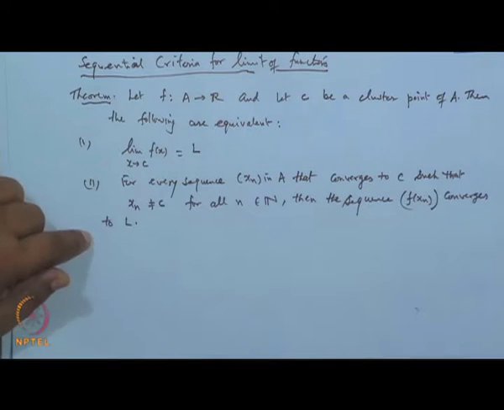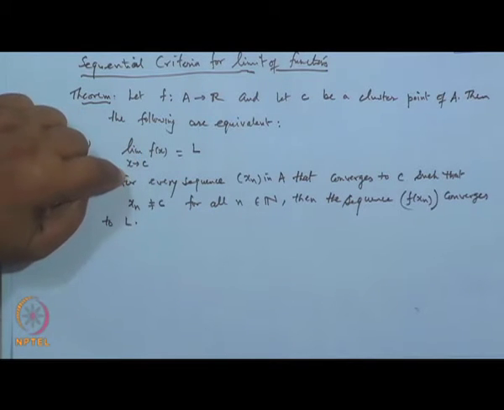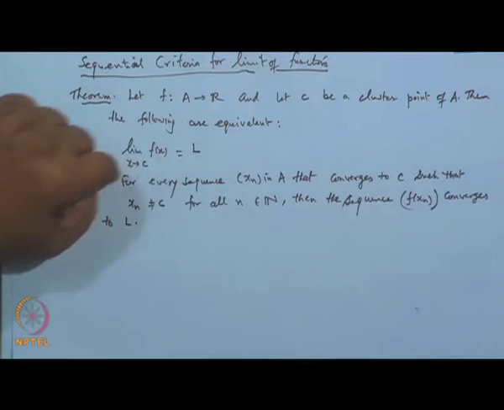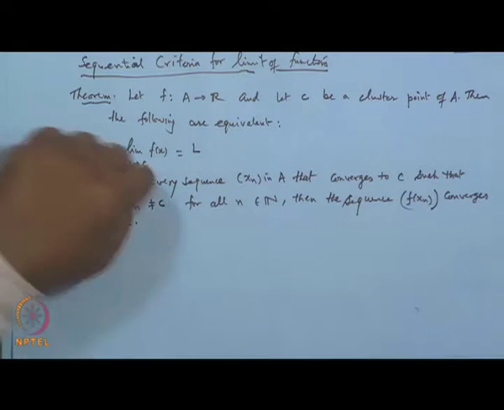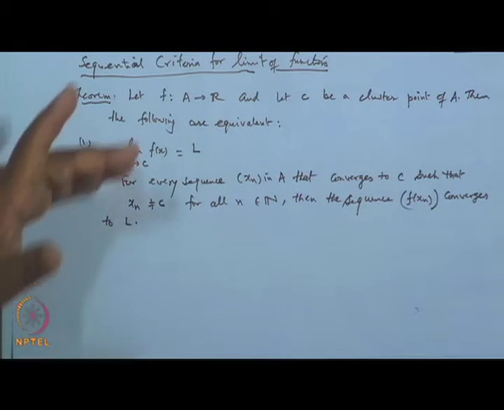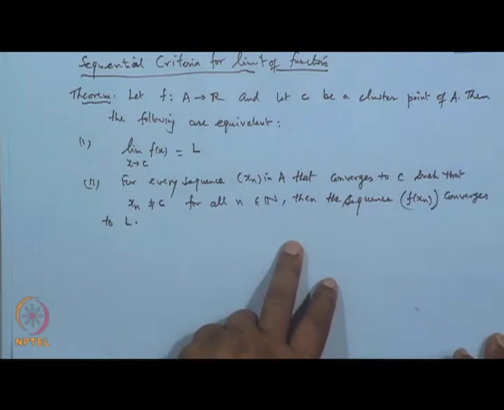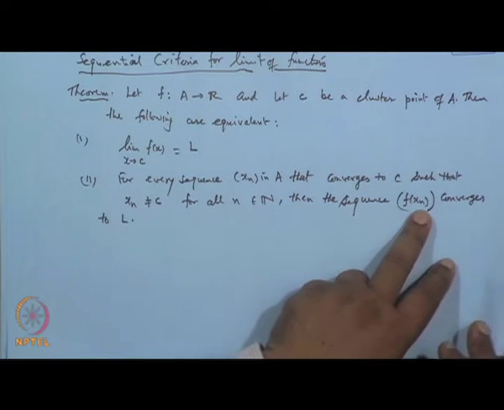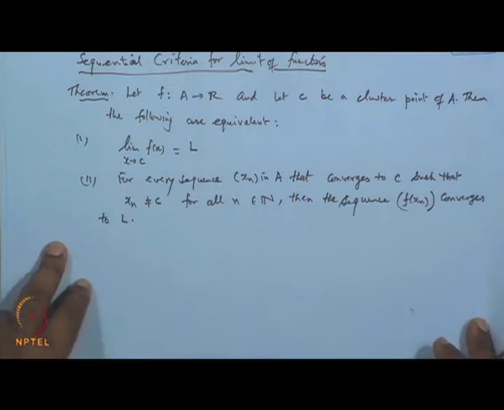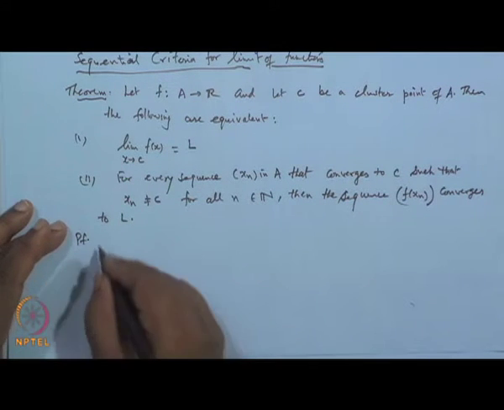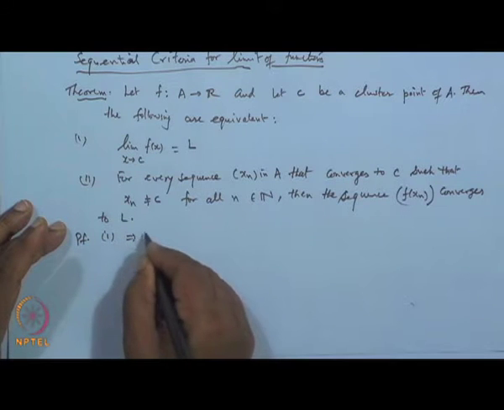So, both are equivalent, meaning the limit of f x when x tends to C is L means for any given epsilon greater than 0, mod f x minus L is less than epsilon whenever mod x minus C is less than delta and x is different from C. This is equivalent to saying there will be a sequence in A which goes to C, and then the corresponding image f x n will go to L. That is the proof. So, first we will show 1 implies 2.